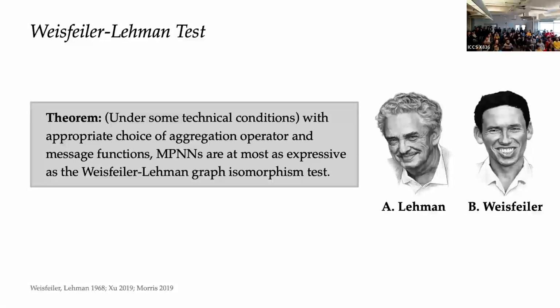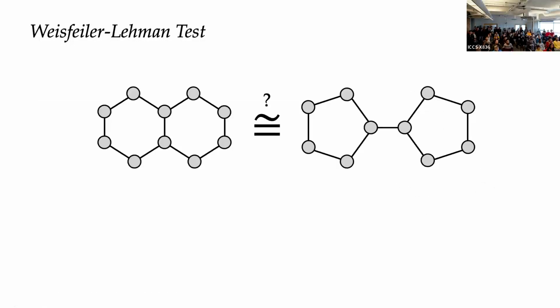So what do we know about the class of functions that we can implement using message passing? There is this theoretical result that establishes under some technical conditions, in particular that the aggregation operators at message passing need to be injective, that the upper bound on the expressive power of message passing is the Weisfeiler-Lehman graph isomorphism test. And it's a classical algorithm in graph theory that was invented in the late 60s by Lehman and Weisfeiler with the goal of testing whether two graphs are structurally similar.